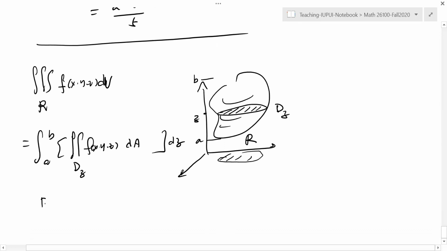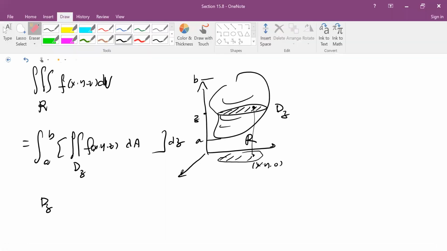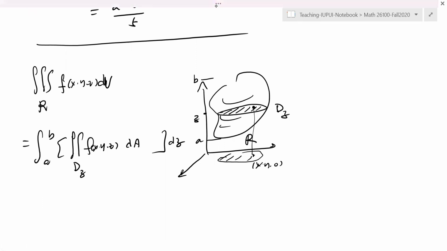D_z is actually determined by x and y. You can see that it's just a two-dimensional domain in the xy plane, and that's D_z. Okay, that's one way to do it.